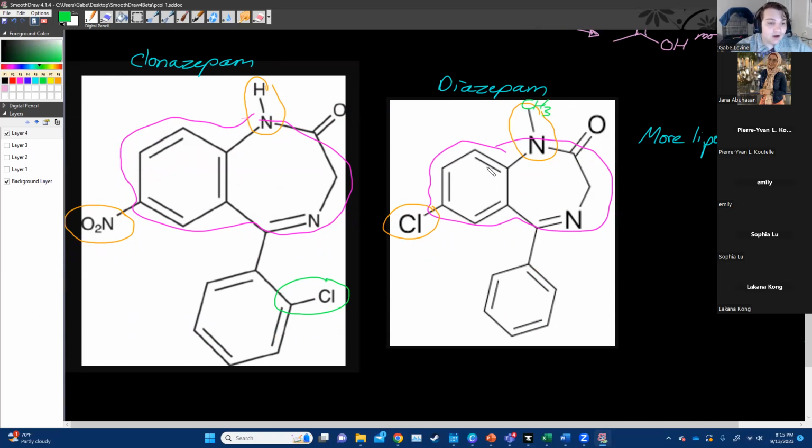So here, what we've done is we've added this methyl group in order to increase the lipophilicity. Same thing here. We swapped out the nitro group for the chlorine in order to increase the lipophilicity. You could argue that the fact that the chlorine is here versus here might cancel them out. If that's how it works in your brain to think about it, that's totally fine. But even here, we can say that here are two polar groups. We have no polar groups here. So who is more lipophilic? Diazepam.